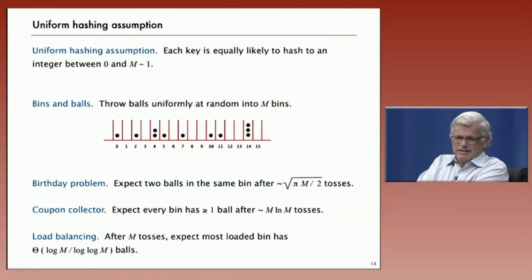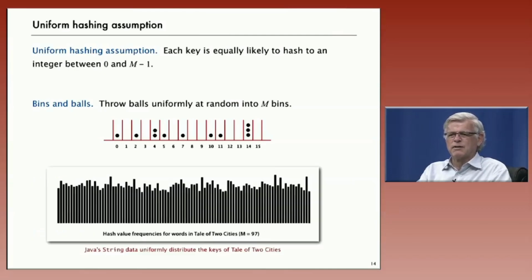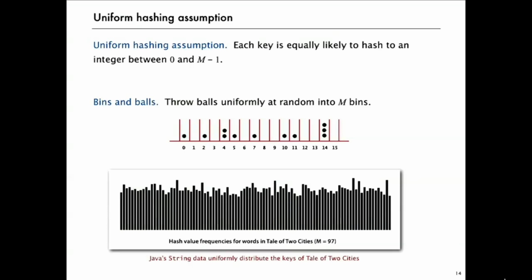In particular, it's known that after you've thrown m balls into the m bins, the most loaded bin has about log m over log log m balls. So that's going to help us get a handle on the performance of hashing algorithms when we get to the implementations. So this is just an example showing all the words in A Tale of Two Cities using the modular hashing function for strings, like the one that Java uses, and they're pretty uniformly distributed. That's the summary for hash functions.